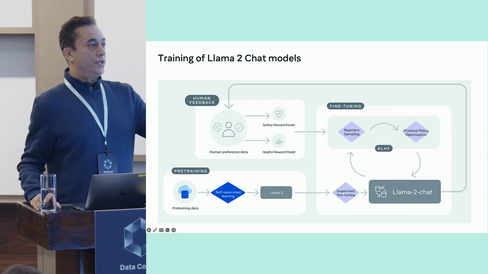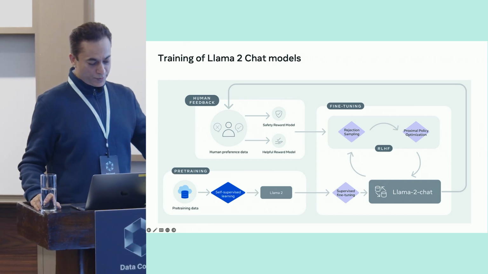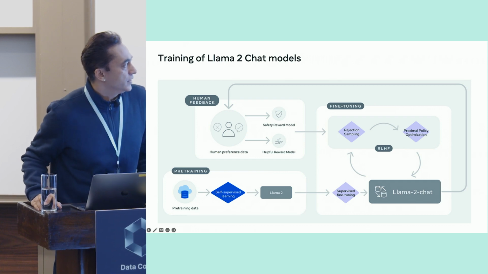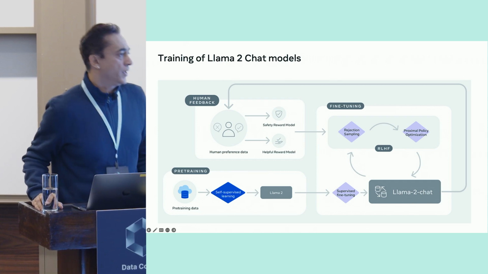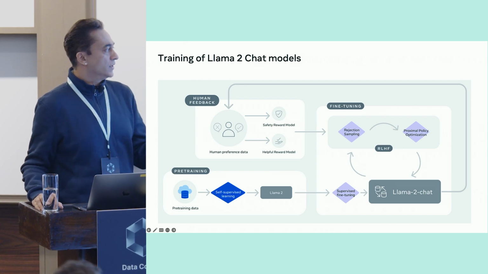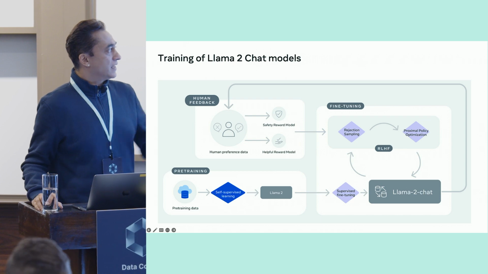And then we use the human feedback loop to get the rejection sampling and the PPO policy, which is a bunch of algorithms to get the best feedback back into the Llama 2 chat models. And that's how these models were built.